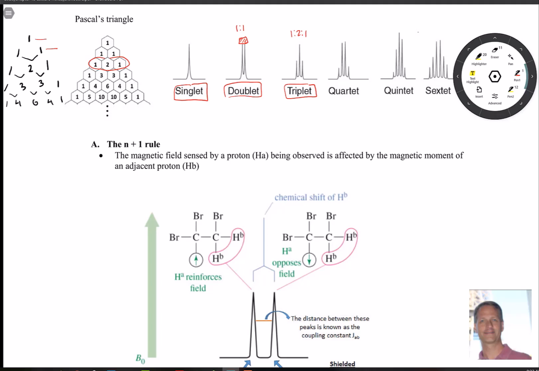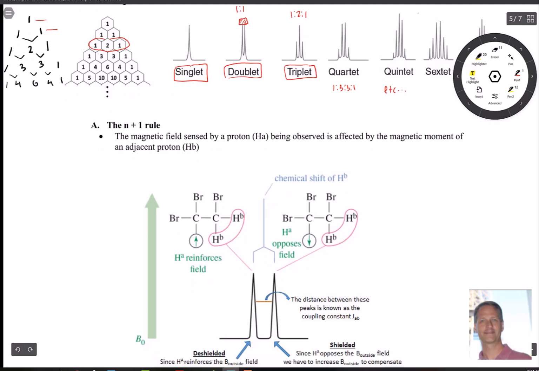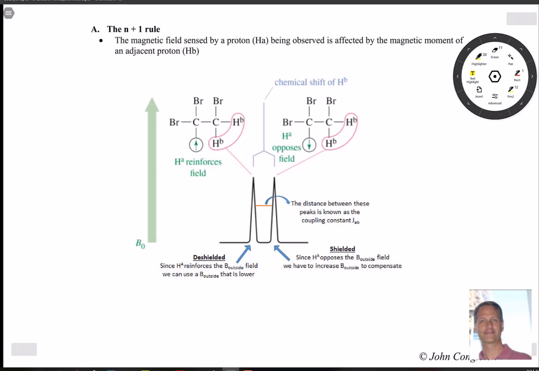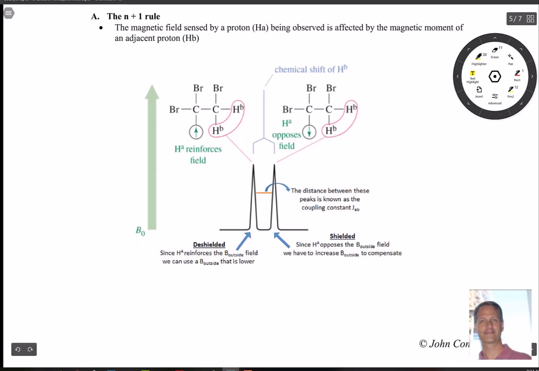As you go on and look here too, here's your quartet. A quartet is a 1 to 3 to 3 to 1 ratio, and so on. As you get down here to a quintet and a sextet, that becomes a little bit harder to measure out, but still the pattern follows what you'd see for Pascal's triangle. Now there's a convenient rule that we use to explain this. It's called the n+1 rule. It's also going to help us understand this idea of adjacent protons causing splitting.